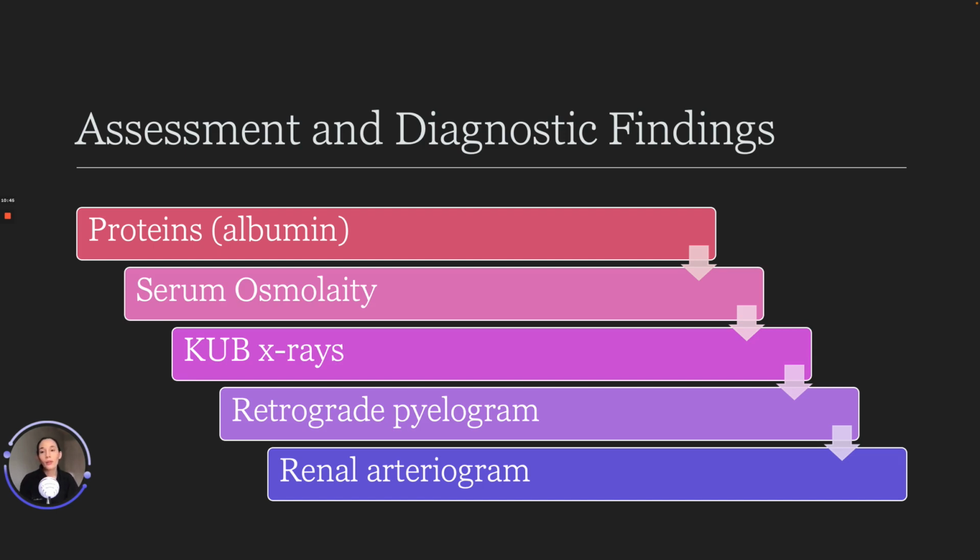All right, so assessment and diagnostic findings. Usually albumin is decreased. Serum levels may reflect protein loss via urine, fluid shifts, decreased intake, or decreased synthesis because of the lack of essential amino acids. Serum osmolarity is usually higher than 285. KUB X-rays demonstrate the size of the kidneys, ureters, and bladder, and the presence of obstruction or stones. Retrograde pyelogram outlines the abnormalities of the renal pelvis and the ureters.